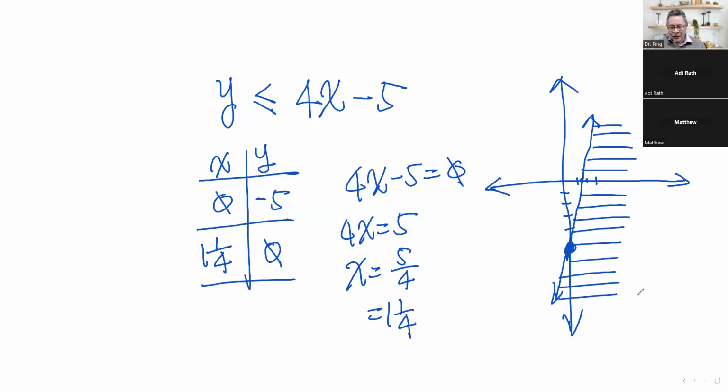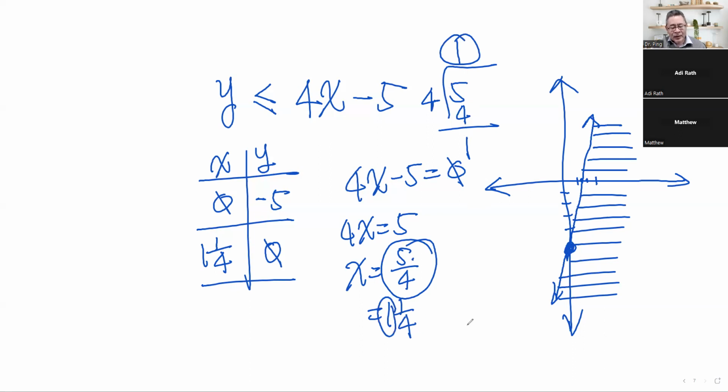How do you convert 5/4 to 1 and 1/4? Well, 5/4 is an improper fraction. So we know that 5/4, 1 here, 4 here, 5 minus 4 is 1. So therefore, this 1 goes to here. And then your remainder is 1. Okay. Makes sense?